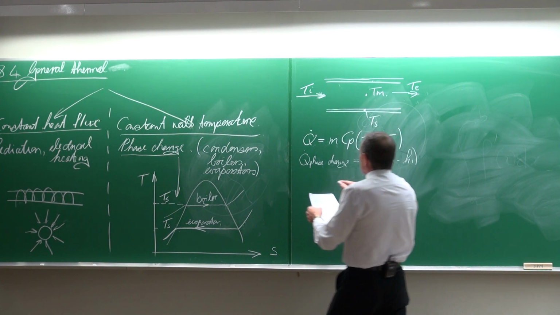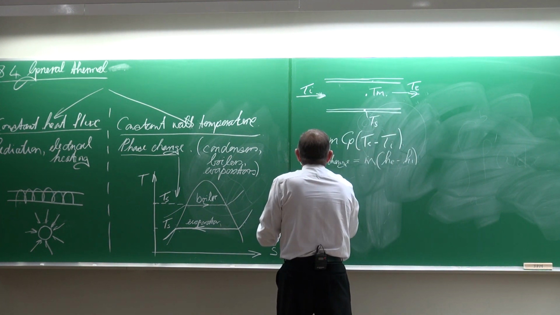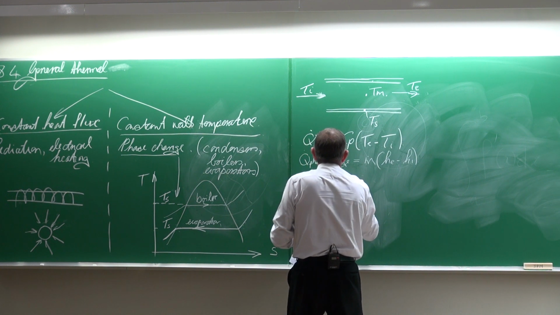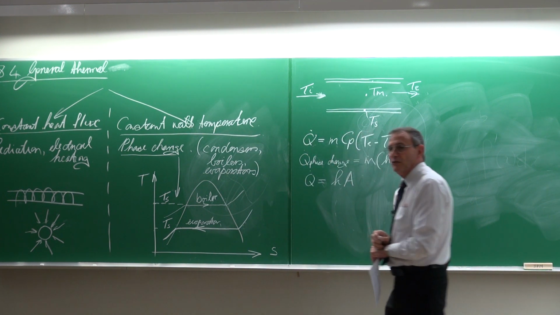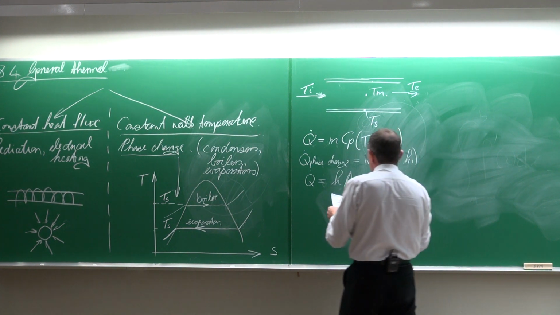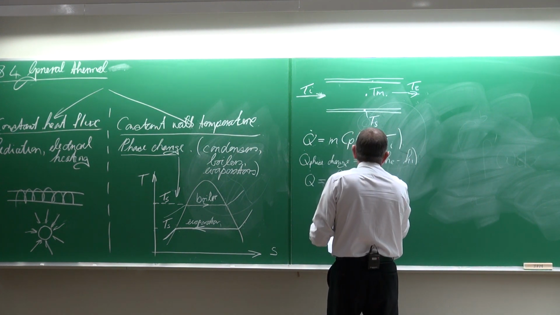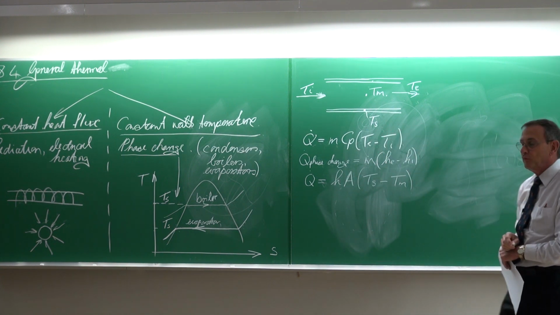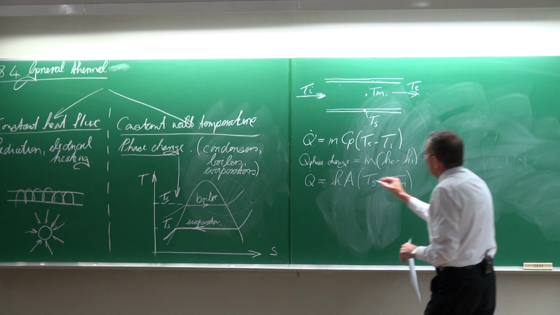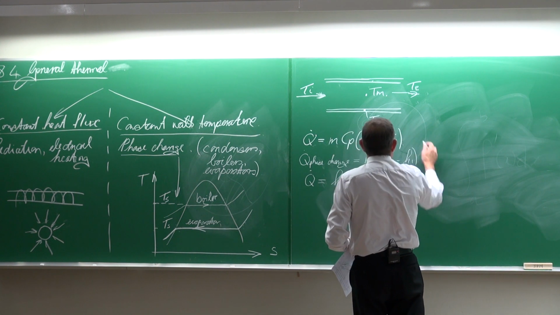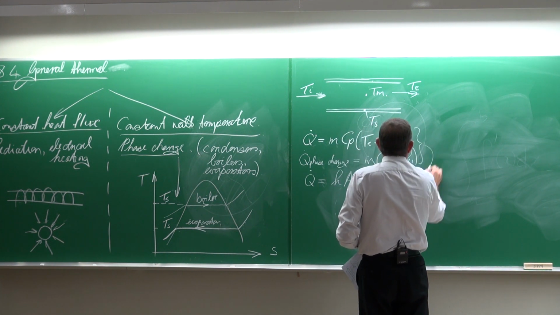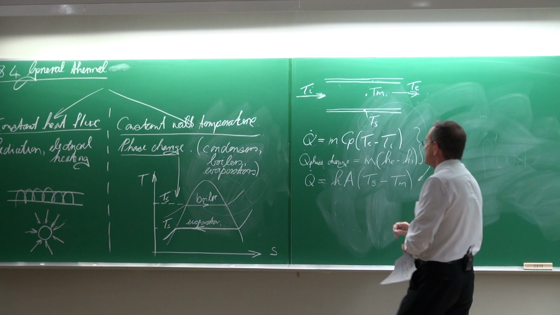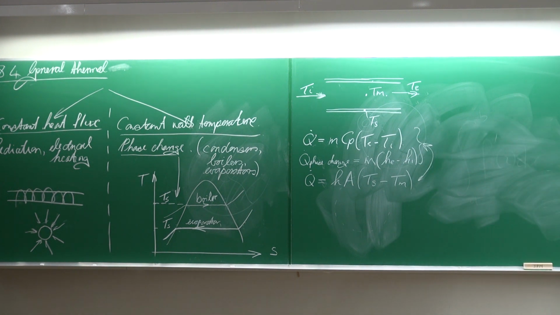But we can also calculate the heat transfer rate from the heat transfer coefficient, which is the heat transfer coefficient multiplied by the area, and we would like to write it as the surface temperature minus the mean temperature of the fluid. And these two should, of course, give the same heat transfer rate.